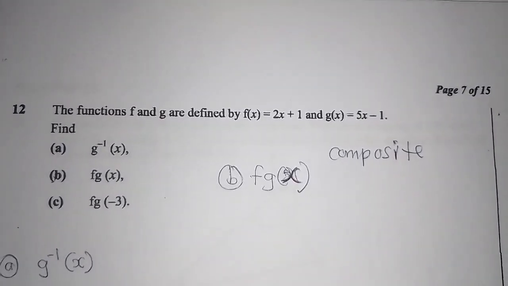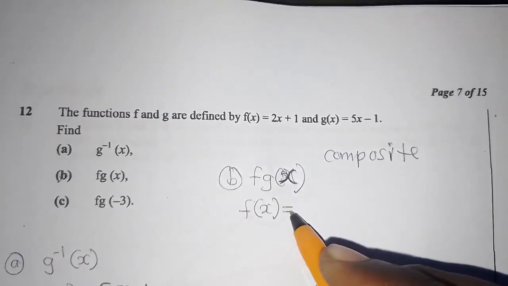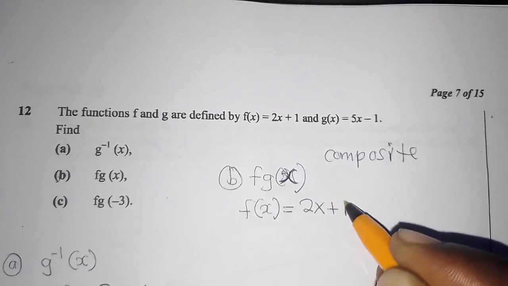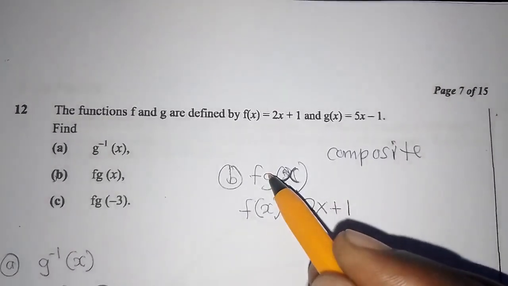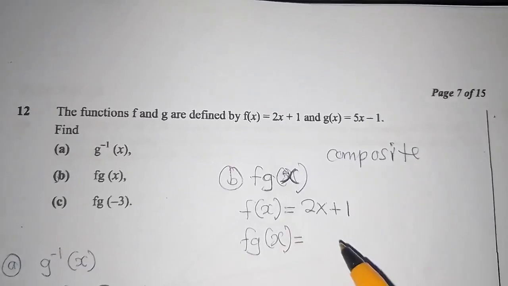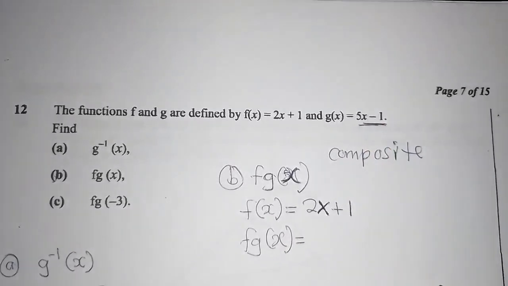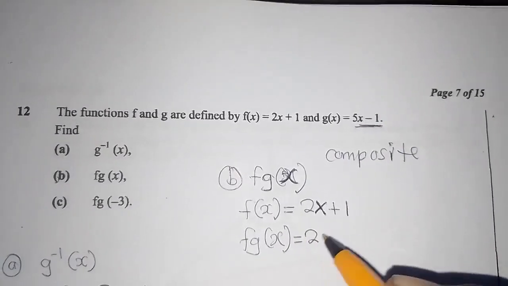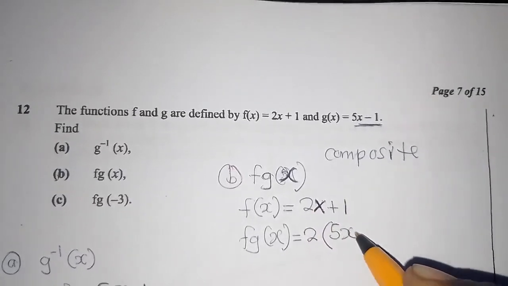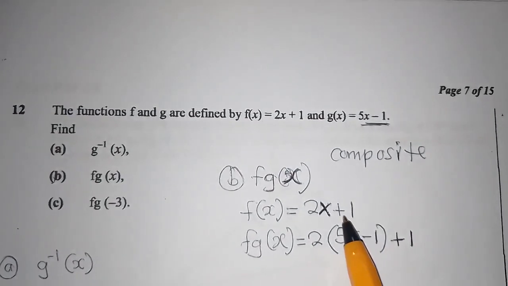So how can you go about that one? You start with the function which is given, which is f. So I'm going to say f of x is equal to 2x plus 1. Then they have included the g here. So fg of x is equal to, where there is x here, that's where I'm going to put this function. So I'm going to say 2, then open bracket. I put that function here where there is x. I've removed x. I've put 5x minus 1, close. Then I say plus 1.